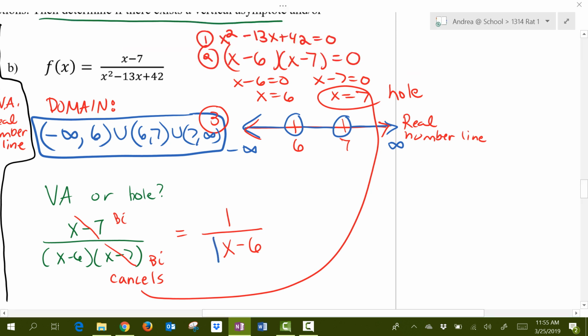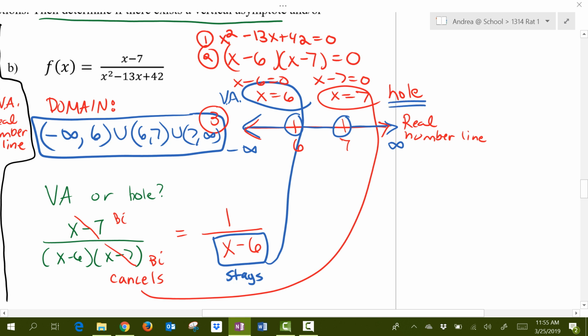X minus 6 was a factor that stays in the denominator and does not cancel out. At factors that stay, we will have a vertical asymptote at whatever makes that factor equal 0. So in this case, since x minus 6 stays in the denominator of the fraction and does not cancel out, that is an indicator that x equals 6 will be a vertical asymptote on our graph.